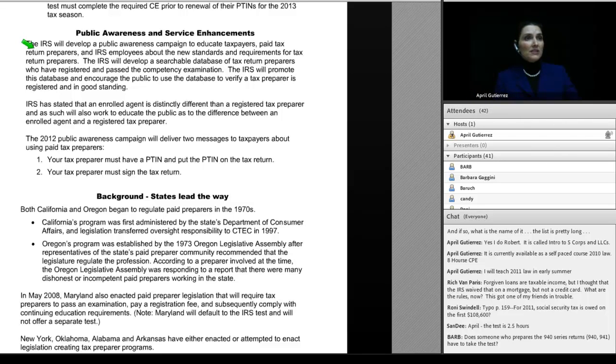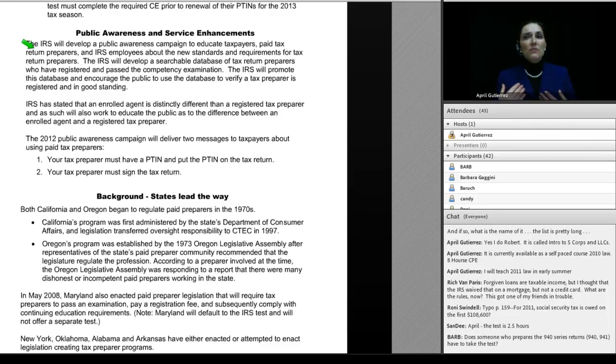So if they go to a tax preparer who doesn't sign the return, that's illegal. If they go to a tax preparer who doesn't put their PTIN number on the return, that's illegal. That's a start in and of itself. But once the system is fully implemented by the end of 2013, we should expect to see in the 2014 season a system whereby the public can go online and establish whether or not a person has a valid PTIN.